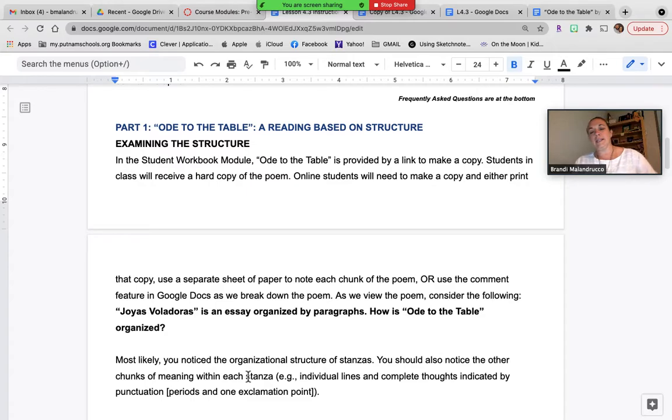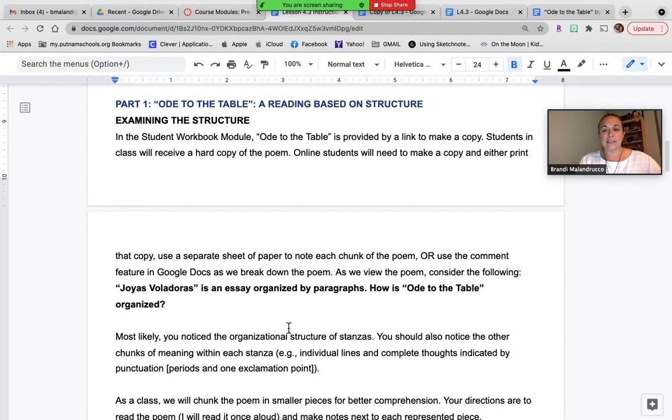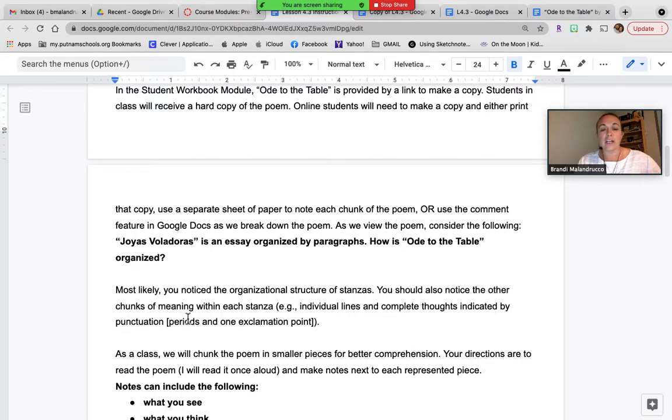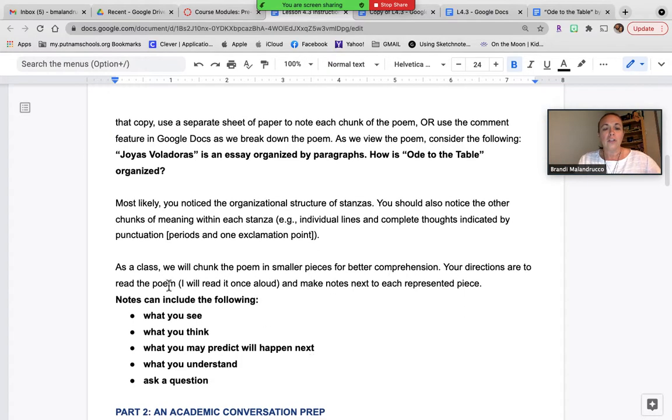All right, so to continue on. Before we start breaking it down, these instructions kind of walk you through a few things. So it says, as we view the poem, consider the following. Joyous Veladoris is an essay organized by paragraphs. How is Ode to the Table organized? Very simply seen as you look at your printout, most likely you notice the organizational structure is that of stanzas. You should also notice the other chunks of meaning within each stanza. You've got individual lines, you've got complete thoughts that are indicated by punctuations, you've got periods, you've even got one exclamation point. So as a class, we'll chunk the poem in smaller pieces for better comprehension.